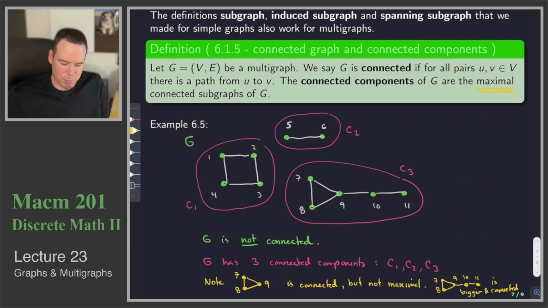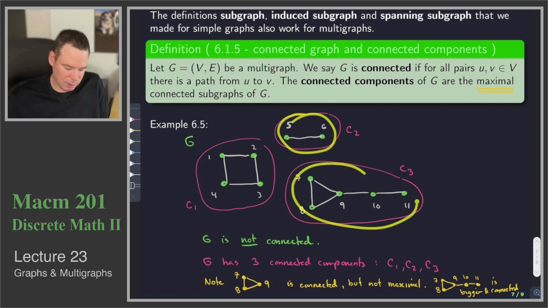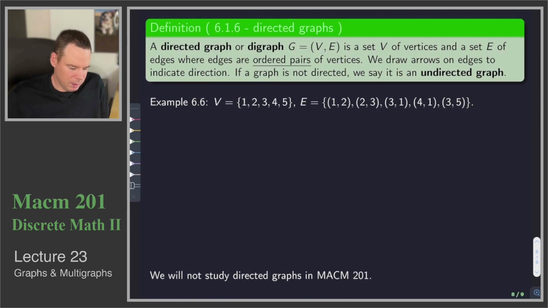So that's what this term maximal is capturing there. Okay, so we can look at a graph and say, is it connected? Well, it's connected if I can get from one vertex to any other vertex. If it's not connected, then I can split it up into its connected components. All right, let's have a look at the next definition.